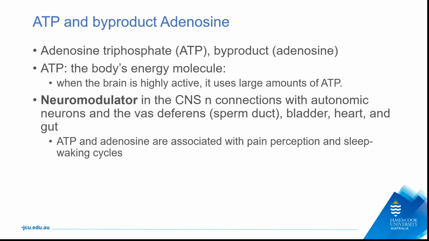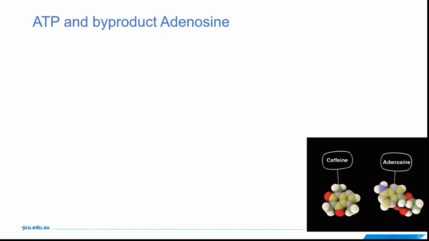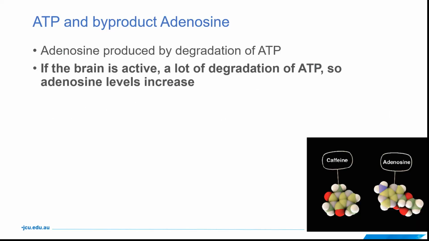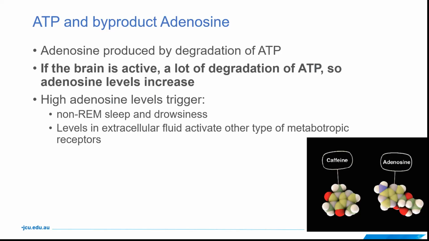So this slide, ATP and its byproduct, adenosine. Adenosine is produced by the degradation of ATP, right? And if our brain is very, very active, we get to see a lot of degradation of such ATP. So adenosine levels will increase, and if it's high, you will trigger non-REM sleep. So that will allow us to sleep much better, and drowsiness. Levels in extracellular fluid activate another type of metabotropic receptors.